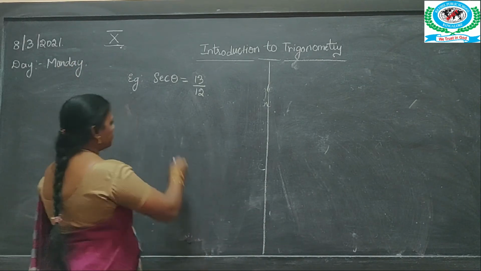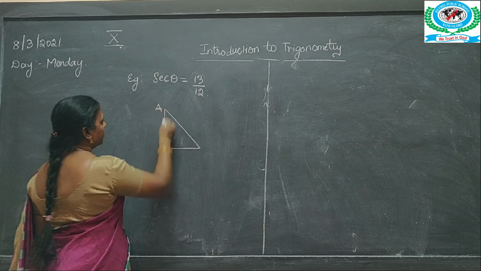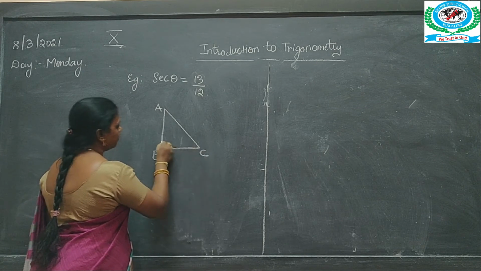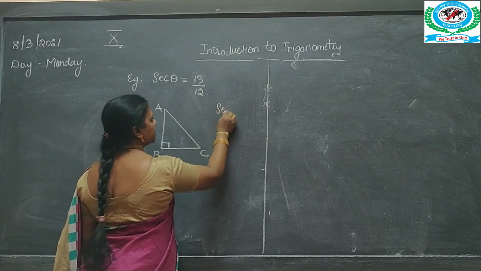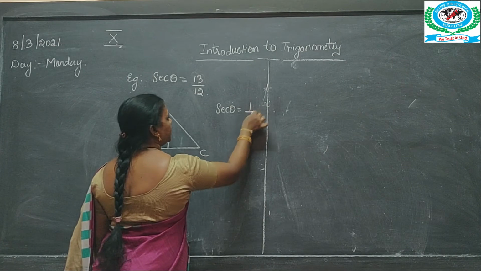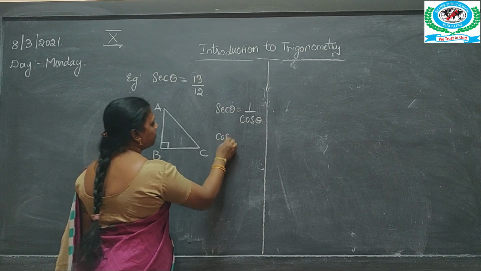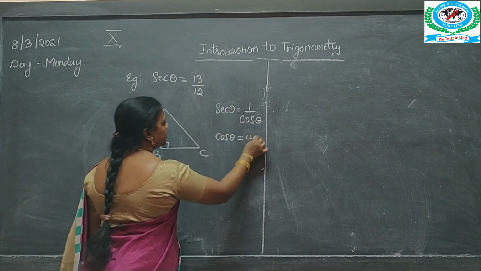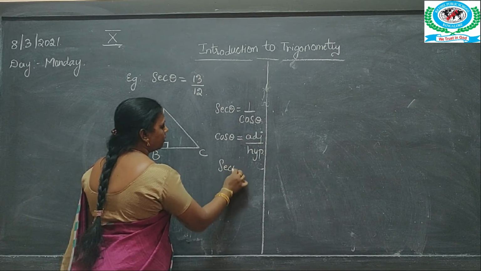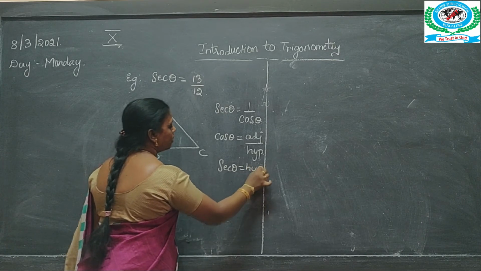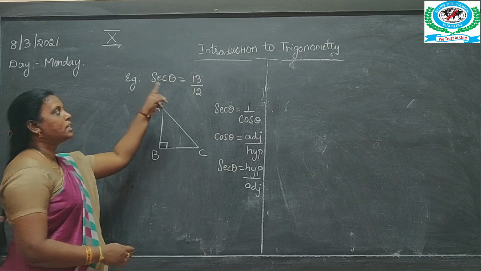So first we'll see what is secant of theta. Secant of theta is 1 by cos of theta. So cos of theta is equal to adjacent by hypotenuse. So secant of theta will be equal to hypotenuse by adjacent. Secant of theta is given as 13 by 12.